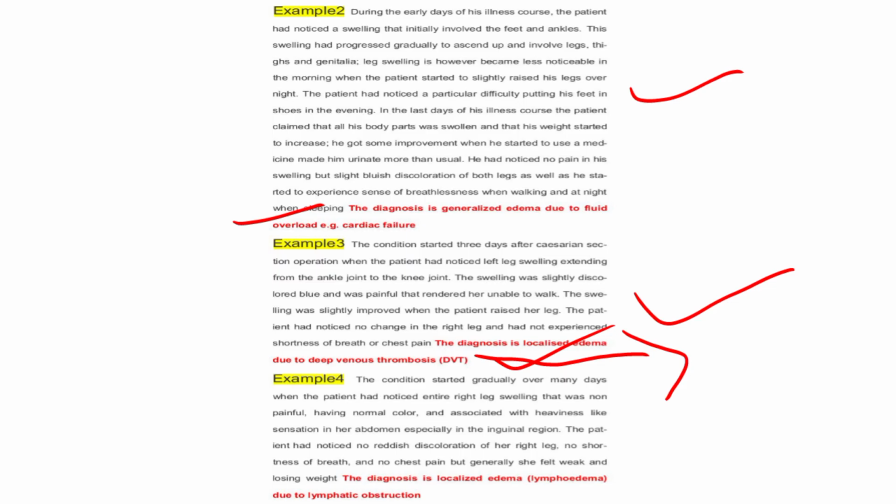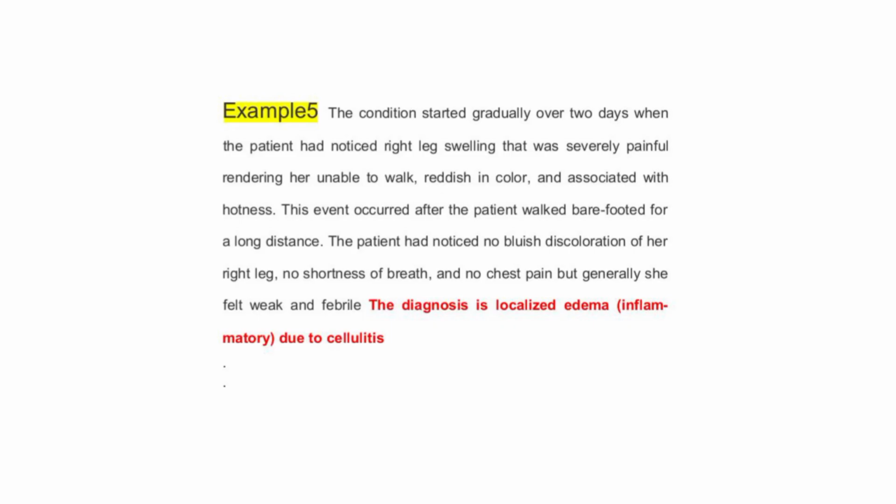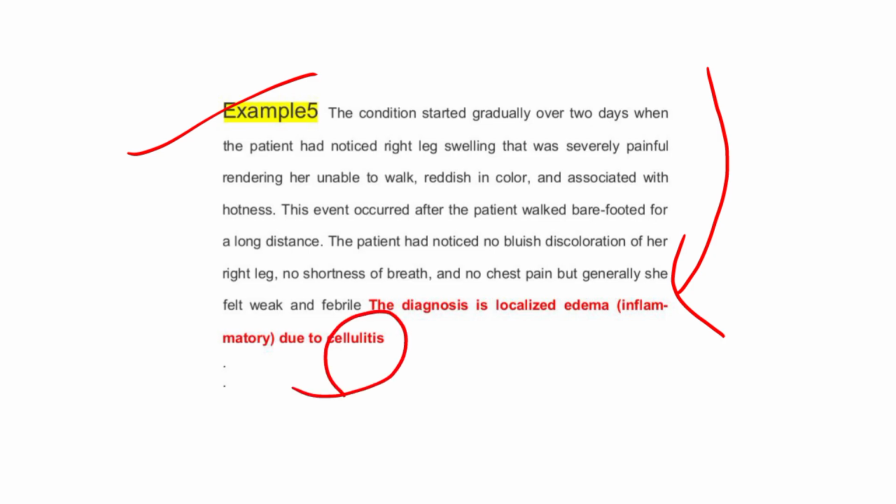Example number 4. It is the localized edema, lymphoedema due to lymphatic obstruction. Due to the lymphatic obstruction, fluid accumulates and it can cause edema. Next we have example number 5. You can read these are the symptoms, and this is the diagnosis of localized edema due to cellulitis. Cellulitis means inflammation of cells.